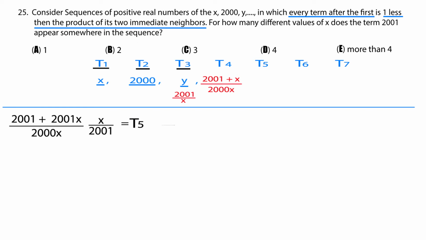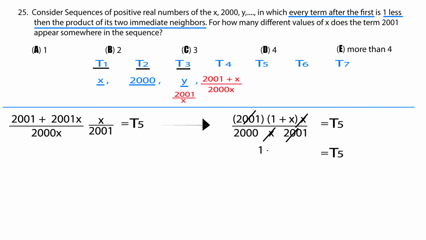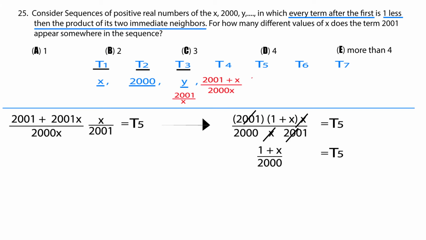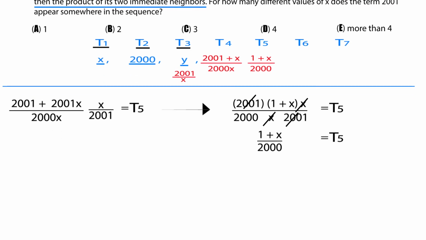All right. Let's see, does this simplify in any way? If you factor the 2001, you get 1 plus x, and x over 2000x and 2001. Great, the 2000s go and the x's go. So T5 is left with just 1 plus x over 2000. All right, so 1 plus x over 2000.